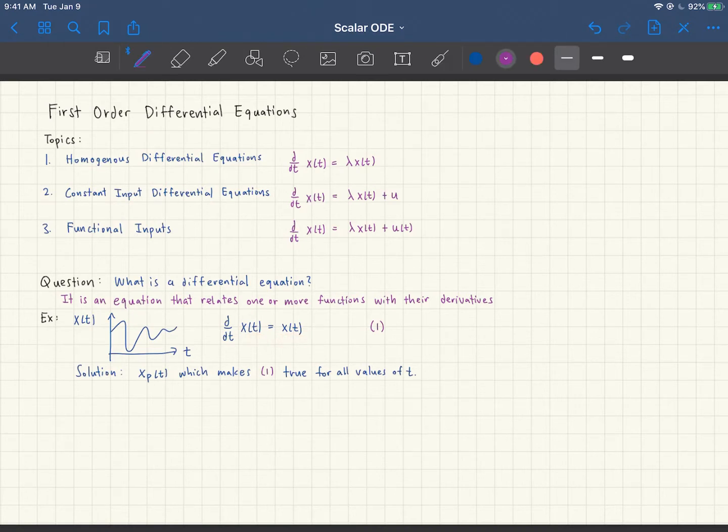Whenever we talk about differential equations, we're always interested in something called the solution. The solution is a function xp of t, which makes this first differential equation, equation 1, true for all values of t. So here the solution would be x of t is equal to e to the t. And we can see this by asking, what is the derivative of e to the t? The derivative of e to the t is in fact e to the t, and that is equal to x of t.